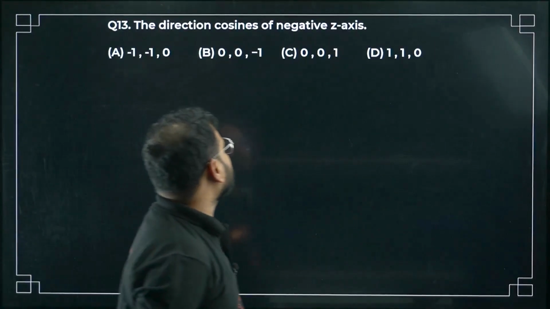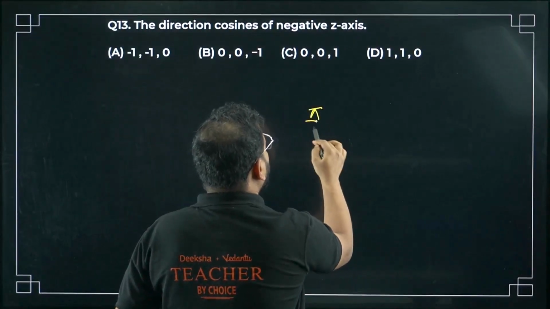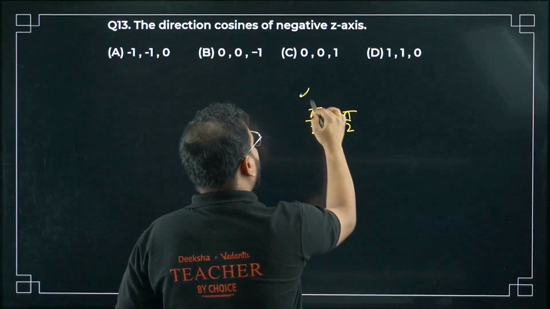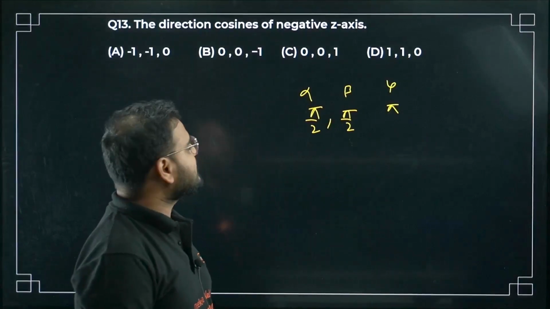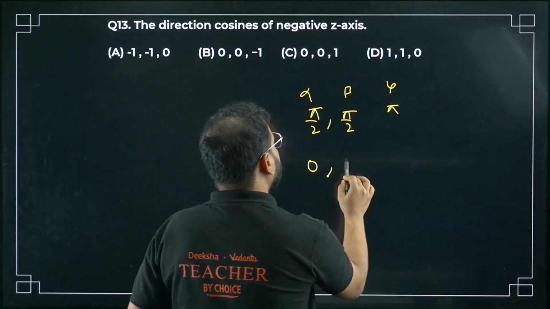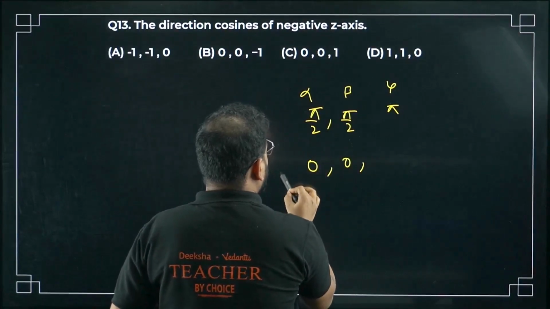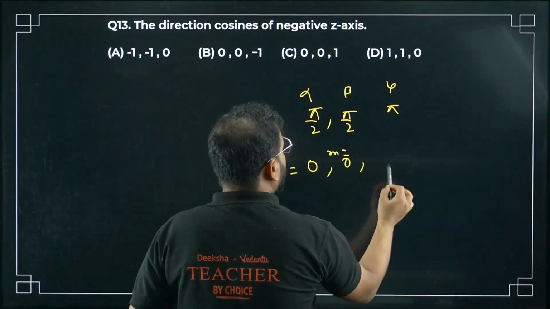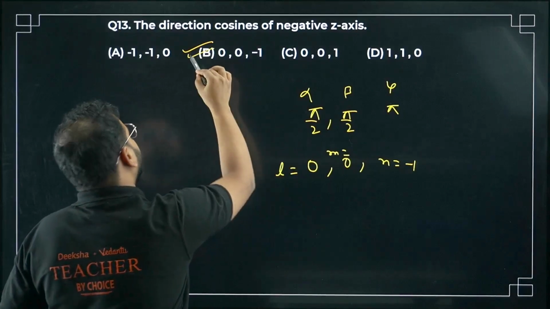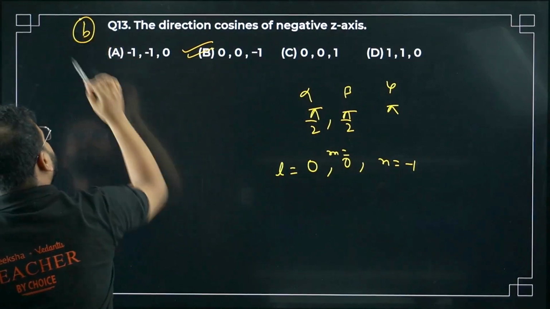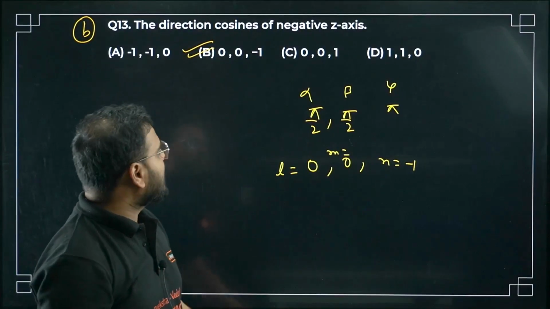Okay, the direction cosines of the negative z axis. The angles alpha, beta, and gamma will be pi by 2, pi by 2, and pi, right? Negative z axis, so it will become 0, 0, and what is that going to be? L value, no? L will be 0, M will also be 0, and N will be minus 1. So 0, 0, minus 1. Option B is correct. Please check. Option B is correct. Correct, no? L is 0, M is 0, and N is minus 1.